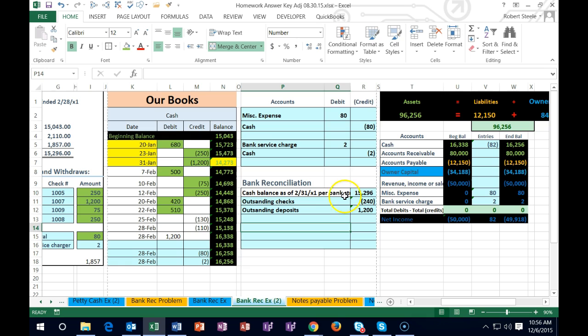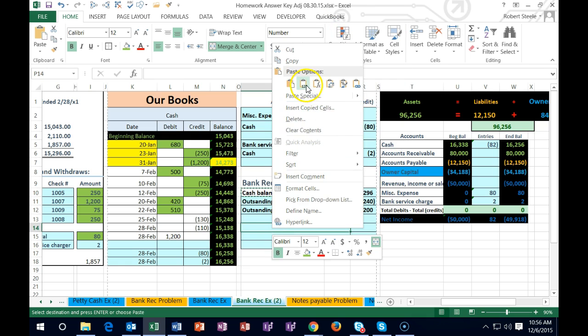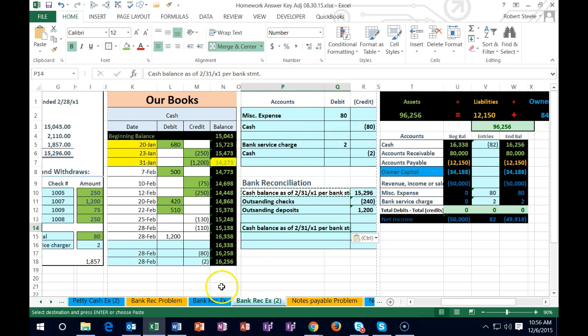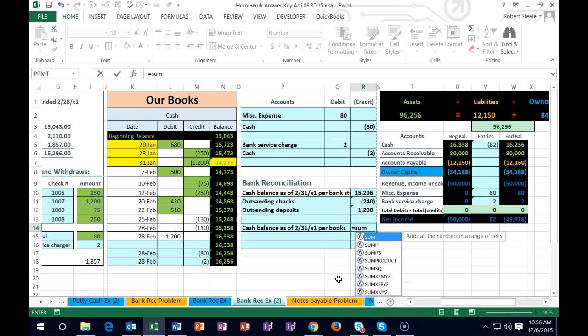So then we're going to have the cash balance. I'm just going to copy this, right-click, copy that. I'm going to paste it 1, 2, 3, and make one minor change here. It's not for the bank statements. This is per the books. So now we've reconciled. I'm going to go ahead and sum this up.